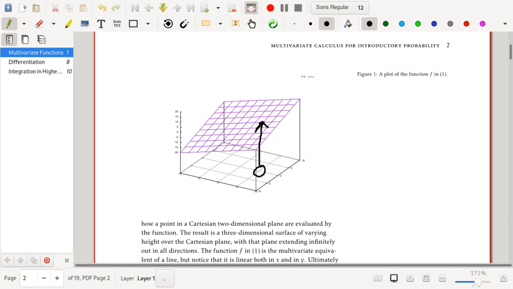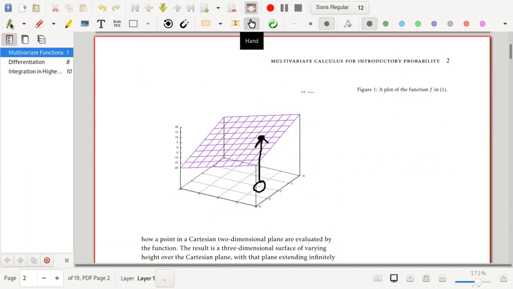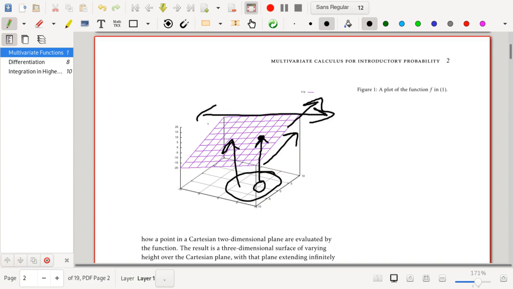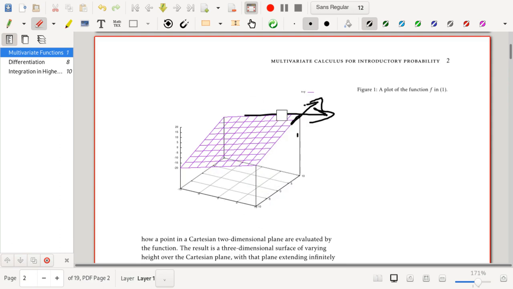So what happens is when we create a function like this, we end up mapping the two-dimensional plane and transforming it into a surface. In this case, the surface is basically a tilted Cartesian plane. It has some incline to it. And you can imagine that this plane is extending out in all directions, like so. But this is the result, and we're often working with these surfaces.